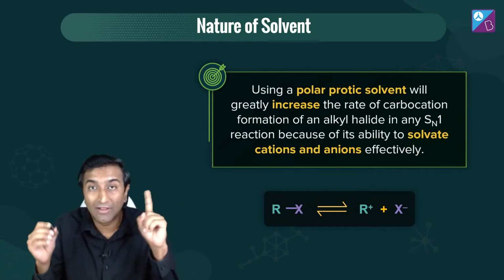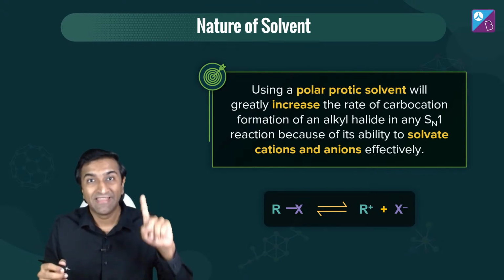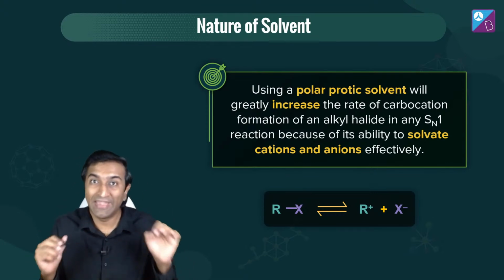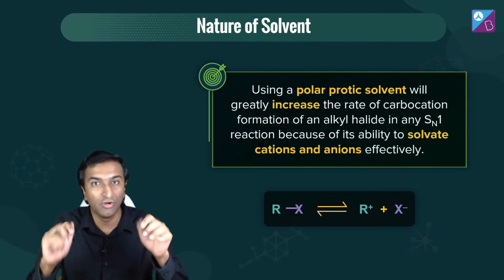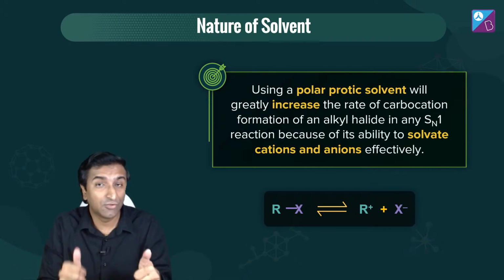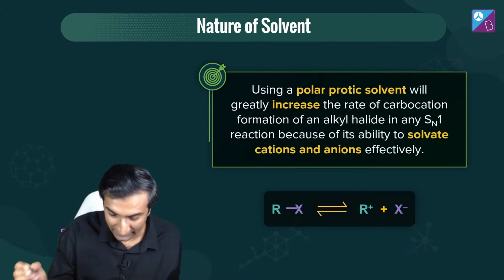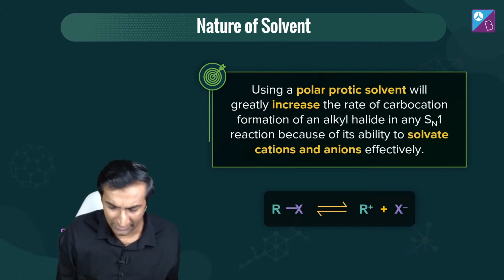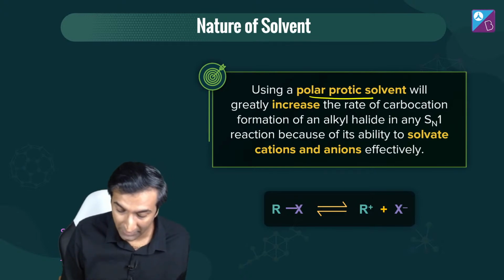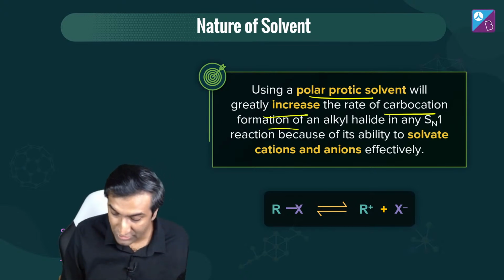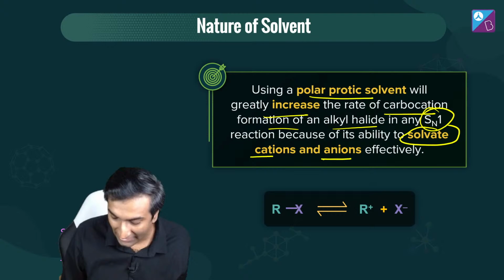And that's beautiful because the rate determining step is the formation of carbocation. So anything that is good for the formation of carbocation is good for SN1 reactions. इसीलिए हम लोग यहाँ पे polar protic solvents यूज करते हैं. वही चीज अंग्रेजी में यहाँ पे लिखी हुई है. Using a polar protic solvent will greatly increase the rate of carbocation formation of an alkyl halide in any SN1 reaction because of its ability to solvate cations and anions effectively.